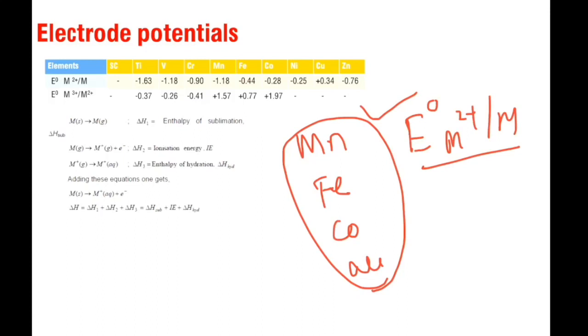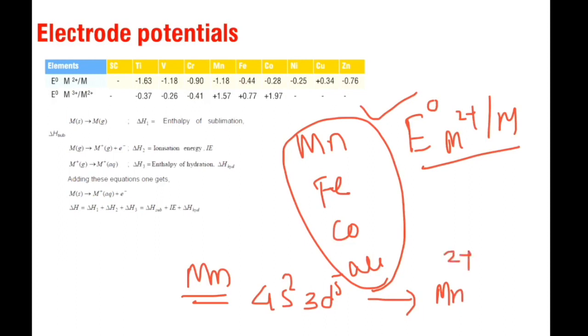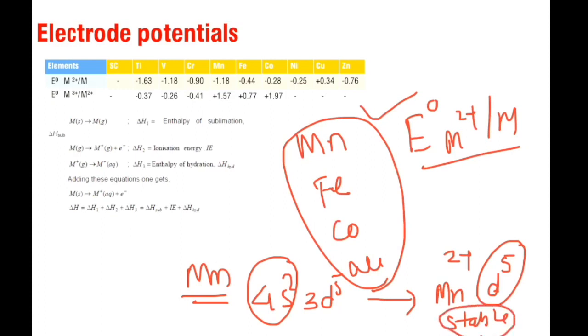The reason is that in manganese, the configuration is 4s2 3d5. If it is converted to M2+ form, the two 4s electrons will be lost. We easily get the d5 configuration, which is a more stable configuration, and that releases more energy. As that releases more energy, this becomes a more stable form. So M can easily convert to M2+ form.